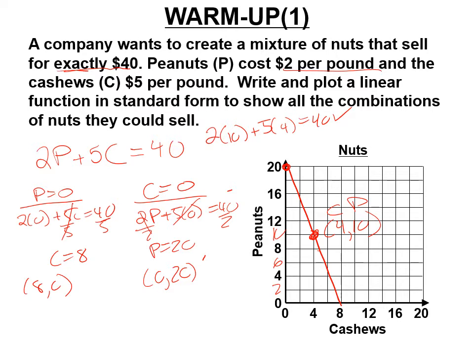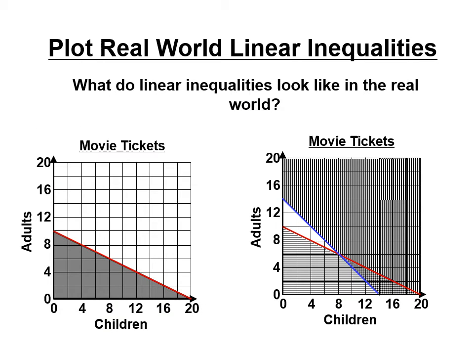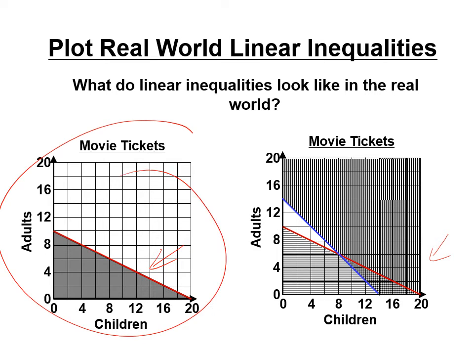So what is an inequality version of this? Well, we're going to do this once for linear inequalities, and then again for systems of linear inequalities. So this is for all the adults and children who could buy movie tickets up to this maximum price, whatever that is, right, up to. You usually don't have exactly $40, you have up to $40, for instance. And then we'll apply it to a system of linear inequalities.